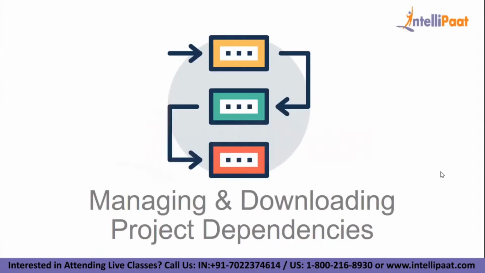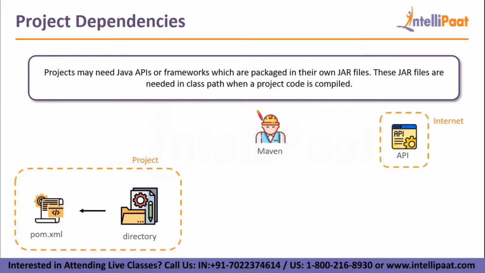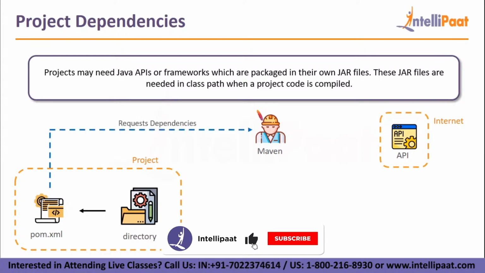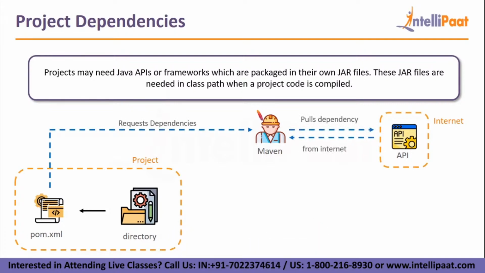Managing and downloading project dependencies. Projects may need Java APIs or frameworks which are packaged in their own jar files. These jar files are needed in the class path when the project code is compiled. Now here we can see that a project contains a pom.xml file inside the directory. All the configurations that we need to make to configure Maven are stored in the pom.xml file. So Maven reads through the pom.xml file and sees which dependencies are needed. And then Maven pulls those dependencies from the internet. After it's done pulling them, it stores them in a local repository and puts them back into the directory.